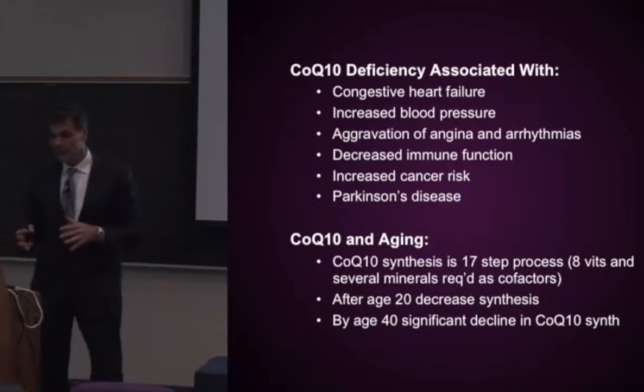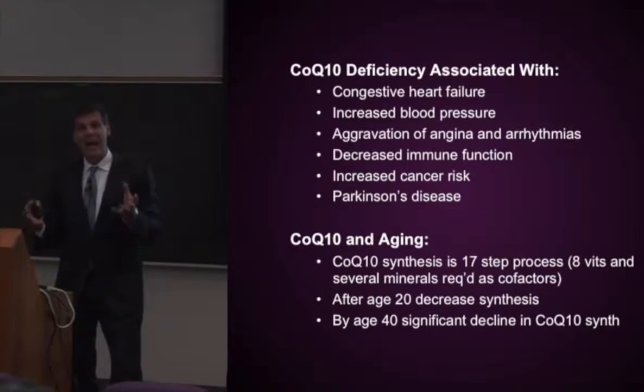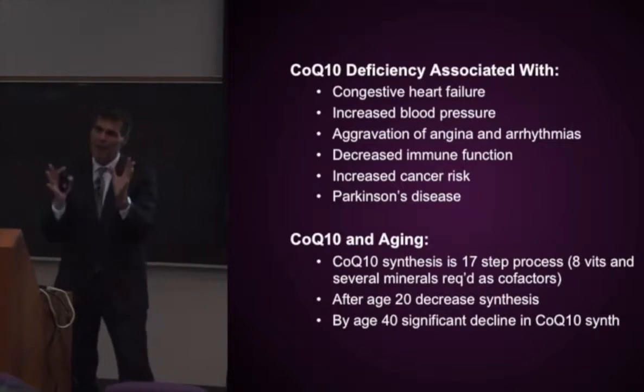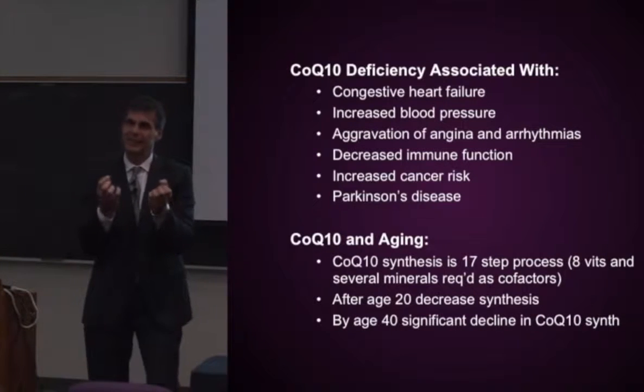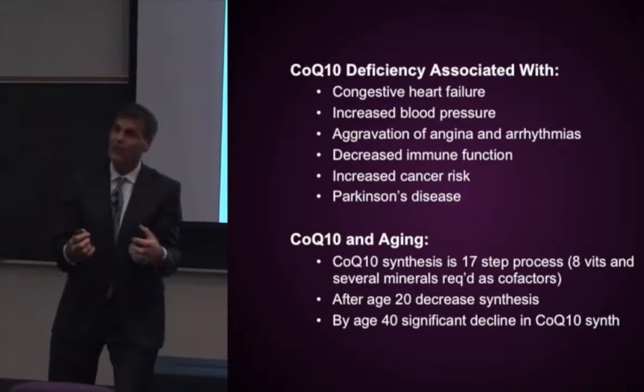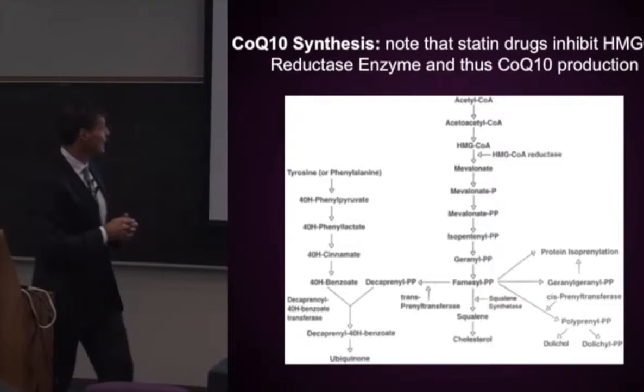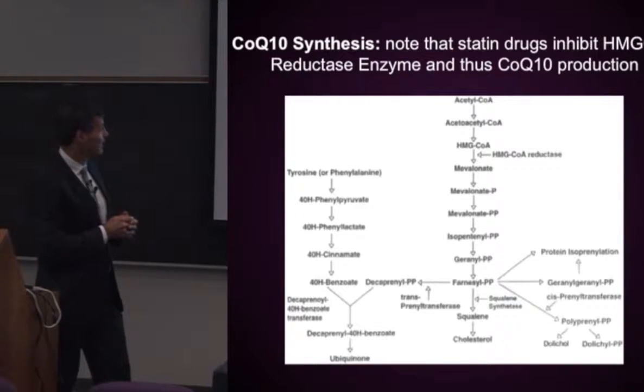So making CoQ10 is a 17-step pathway. After age 20, you actually start making less CoQ10. But by about age 40 or 45, you're getting to levels that are low enough that supplementation starts to make sense. Once again, the two pathways to make CoQ10, we saw this before: down through HMG-CoA reductase and then to CoQ10. But you can also make it from the amino acid tyrosine through the secondary channel.